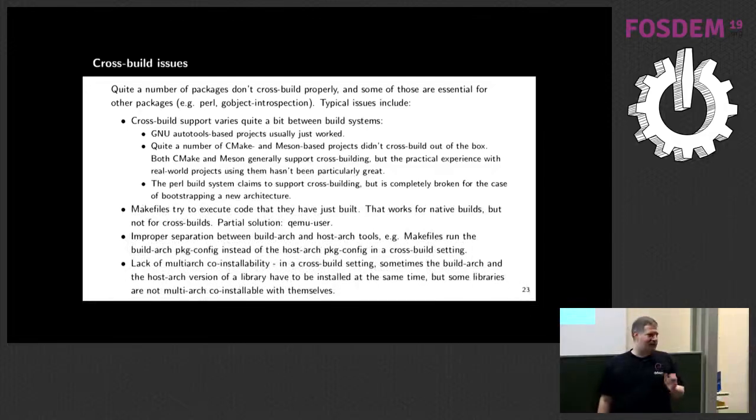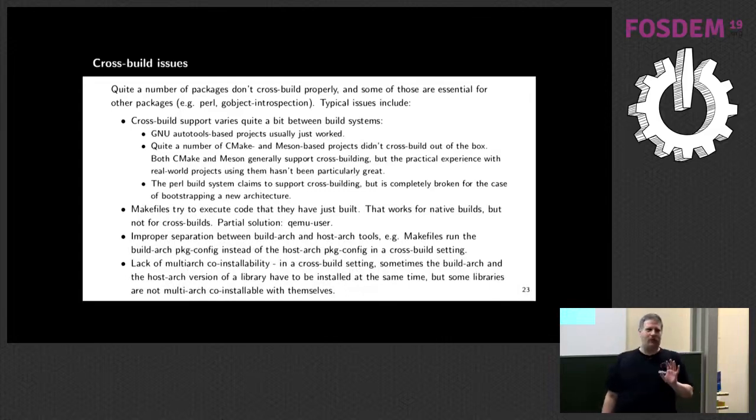Both CMake and Meson have, in theory, support for cross-building. But many packages that use Meson and CMake don't make use of the infrastructure that those two provide. And in practice, we had to fiddle around with many of the Meson and CMake using packages to actually make them cross-build. Perl is, well, just strange.